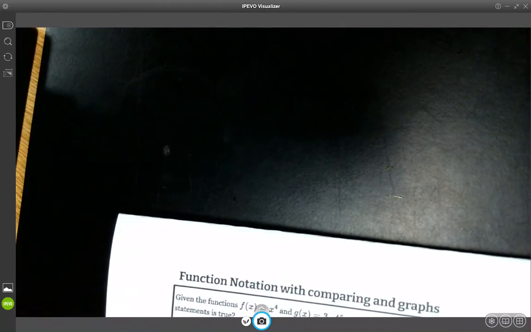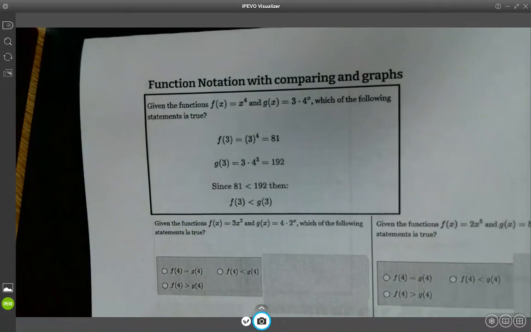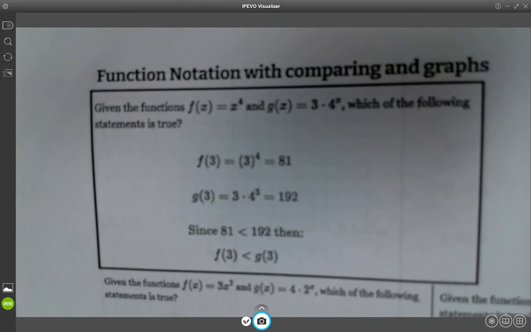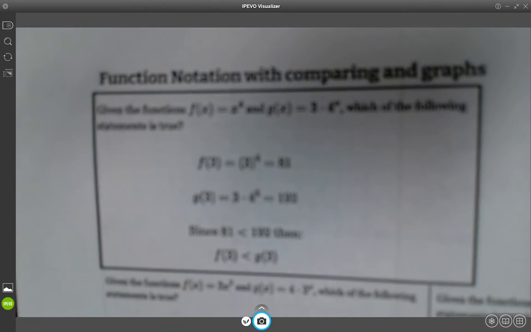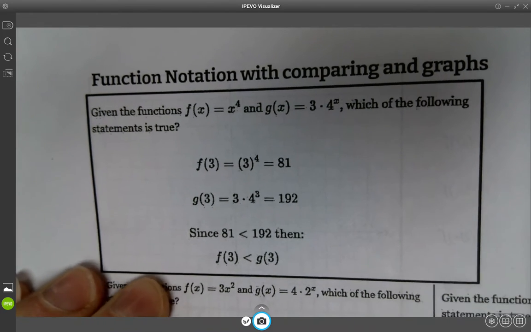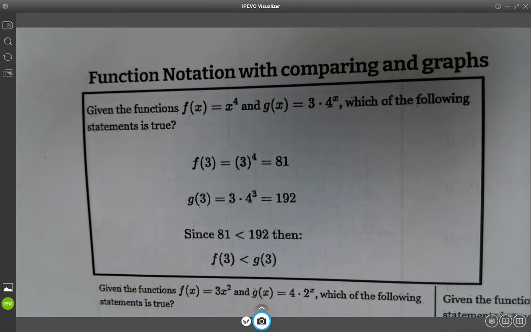Okay, so let's look at today's notes. Function notation with comparing and graphs. So let's look at our first example. Given the function f of x equals x cubed and g of x equals 3 times 4 to the x, which of the following statements is true? So the statements that will be listed on Delta Math will be like f of 3 is equal to or greater than or less than g of 3.